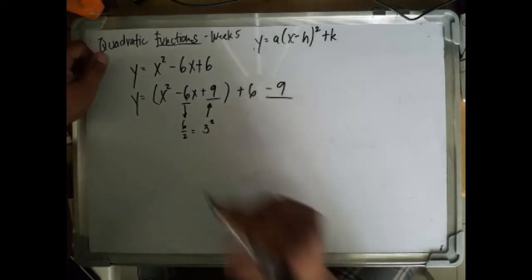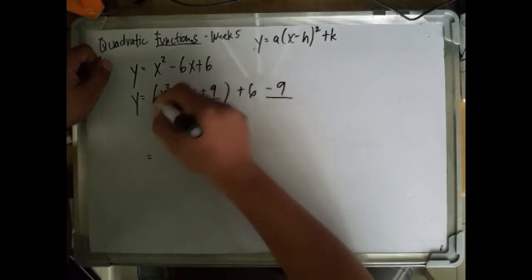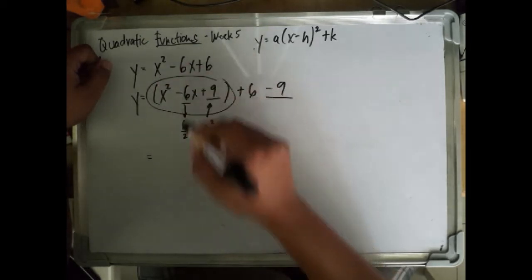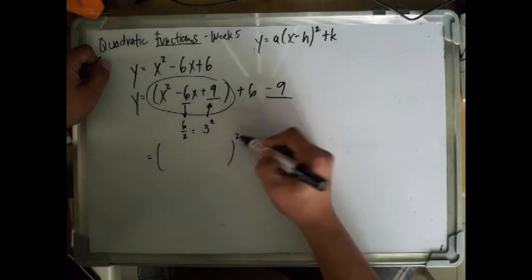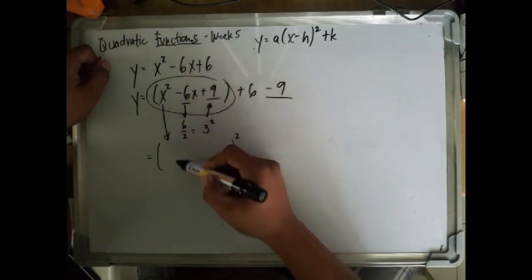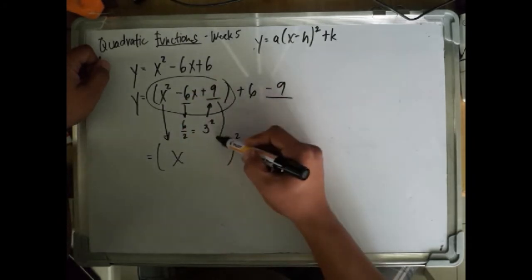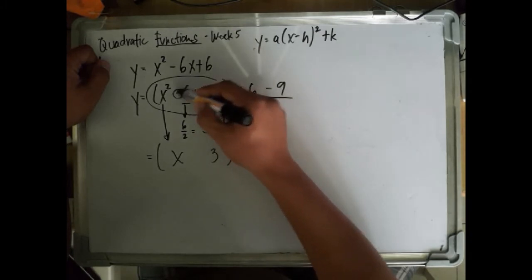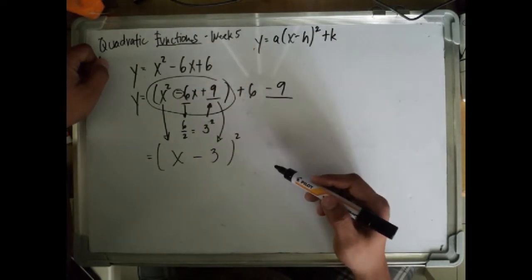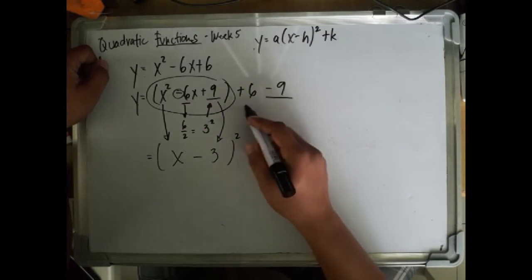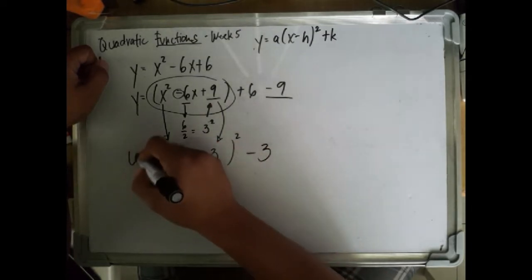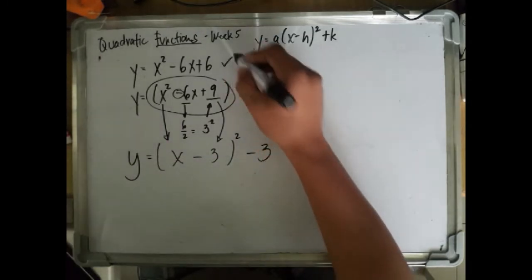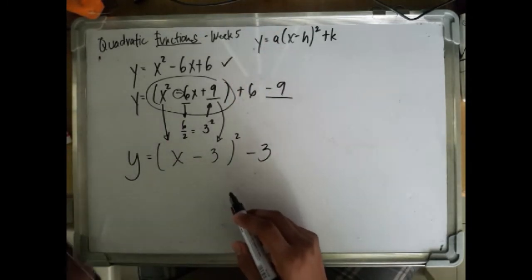Naintindihan po? Okay. So, ang gagawin natin, fa-factor natin ito. So, we will factor this one as a perfect square trinomial. So, paano siya pina-factor? So, may squared. Square root nito is x. Square root nito ay 3. Then, anong sign nito? Negative. Okay? So, we have positive 6 minus 9. This is negative 3. So, therefore, this is your standard form of this equation. X minus 3 squared minus 3.